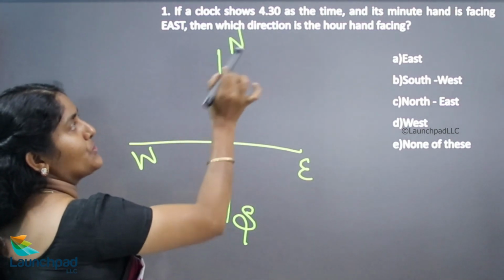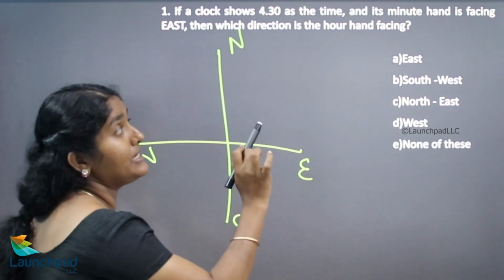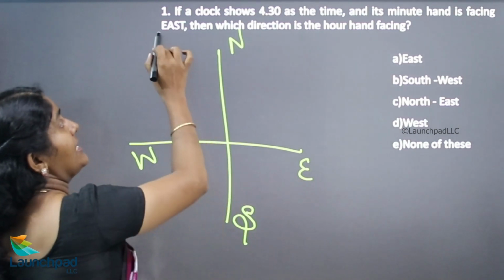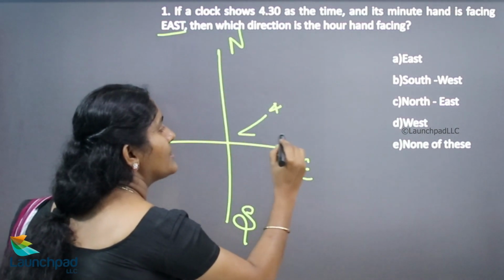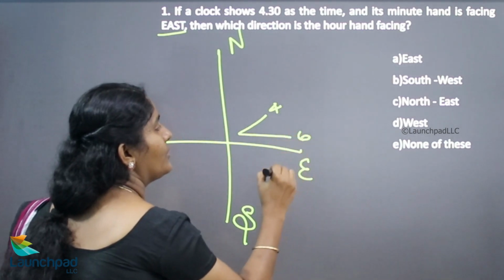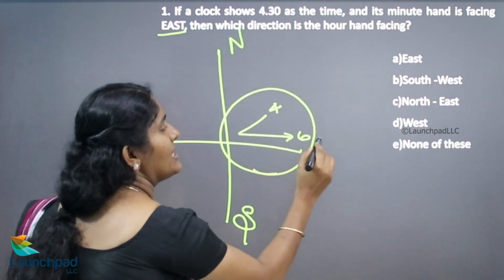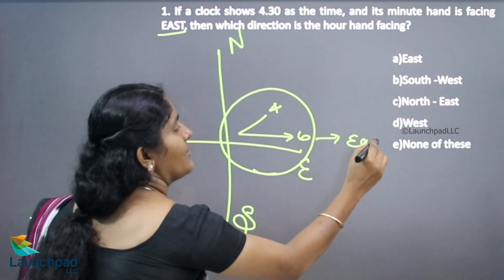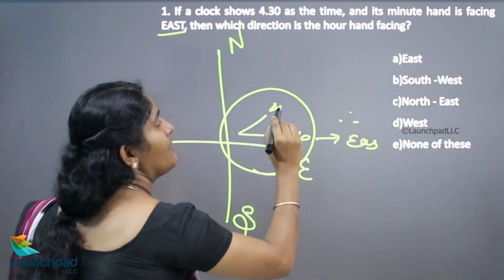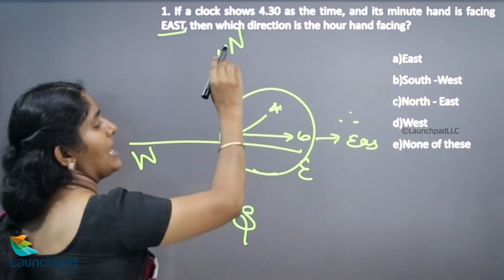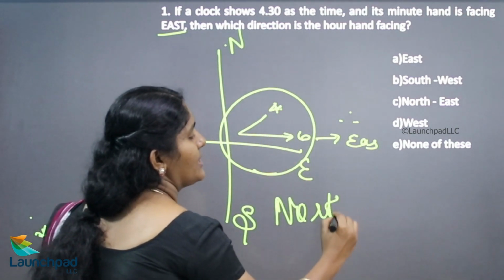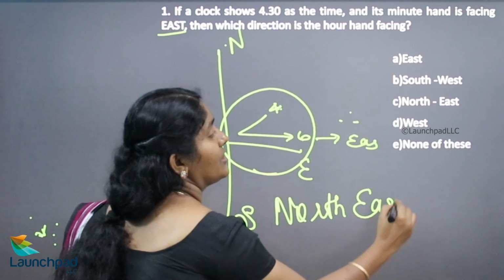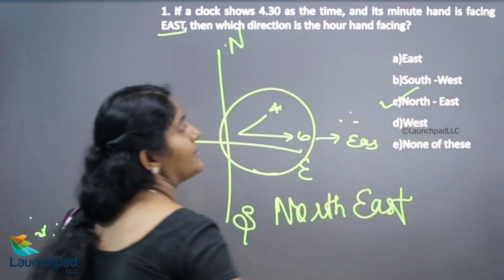If your clock shows 4:30 and its minute hand is facing east, so 4:30 means this is the time. Am I right? The minute hand is facing the east direction. Therefore, the hour hand will be north, and in between north and east it becomes northeast. The hour hand is facing the northeast direction. Your answer is option C.